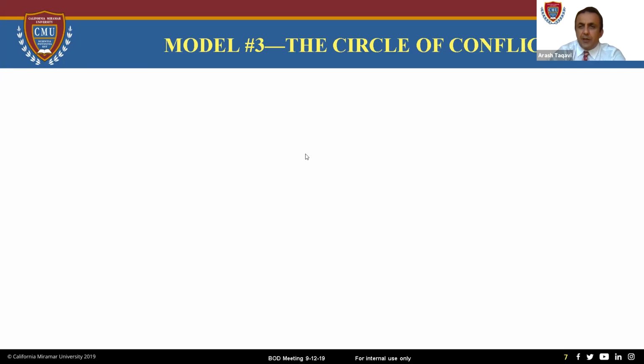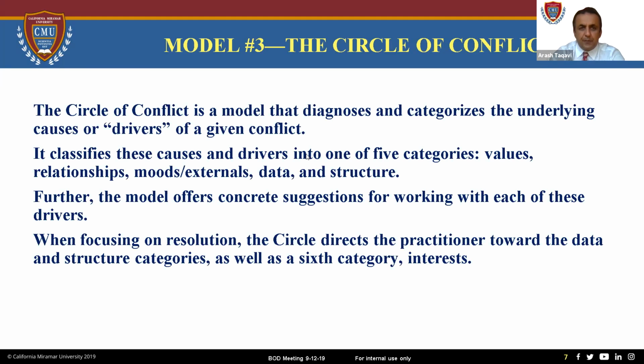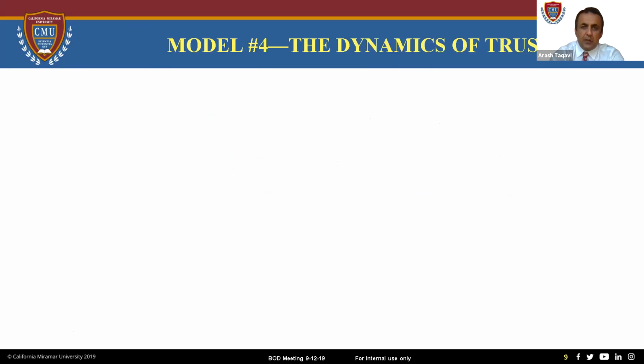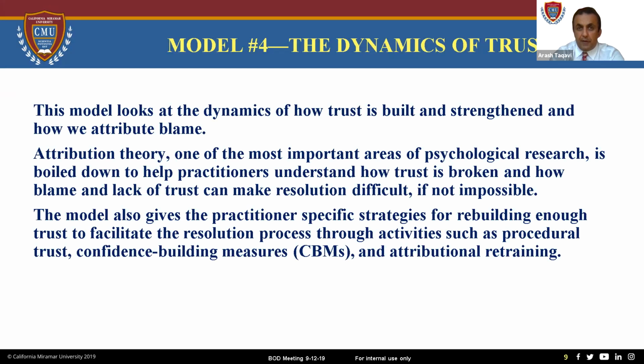Model 3 is the circle of conflict. Yes, we talk about it. You can see 6 areas: relationships, values, external moods, structure, interest, and data, of which interest is the new one, the 6th one. Model number 4 is the dynamics of trust as a root of conflict.